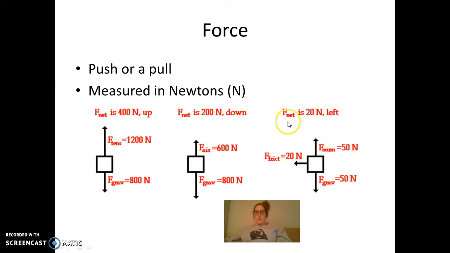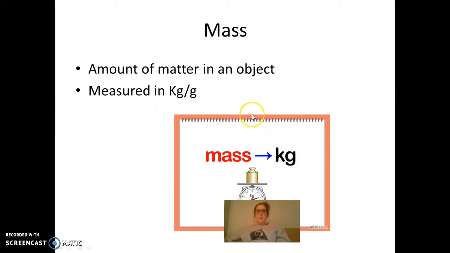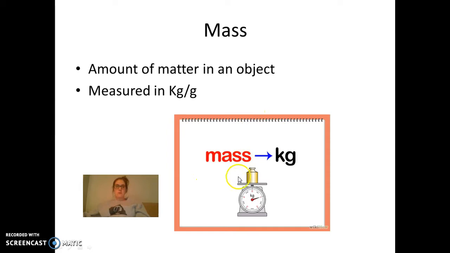Okay? Let's look over at this third example. Your object is going to have a net force of 20 newtons to the left. Up and down are equal, which means they're balanced. 50 minus 50 is 0. So the object is not going to move up or down. It is only going to accelerate or change its motion 20 newtons to the left, because this is an unbalanced force.